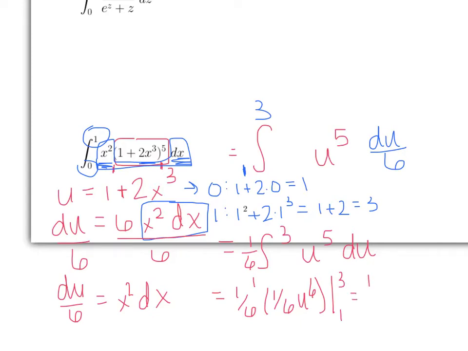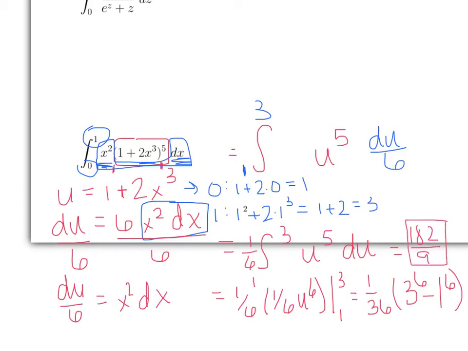And so a lot of you got this. It's 1 over 36, 3 to the 6th, and then minus 1 to the 6th. And there's a nice decimal answer or a fractional answer. I think if you want to write it as a fraction, it's 182 over 9.